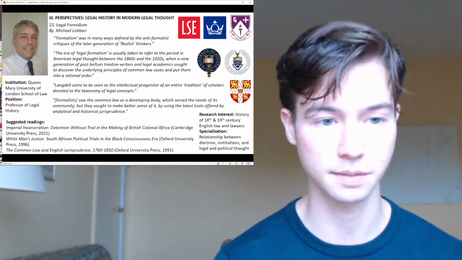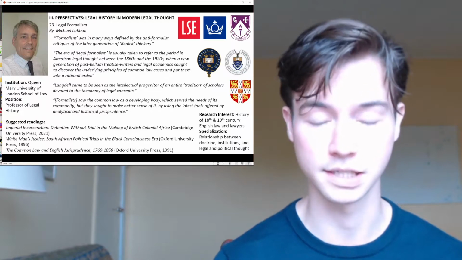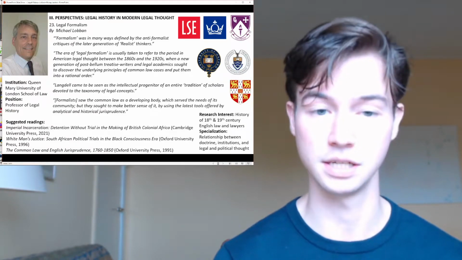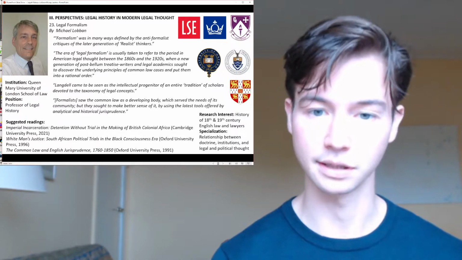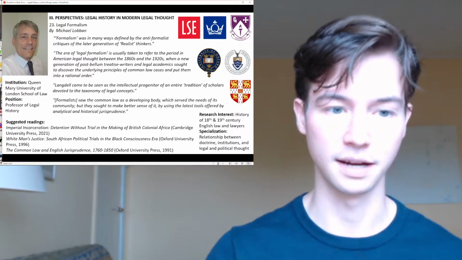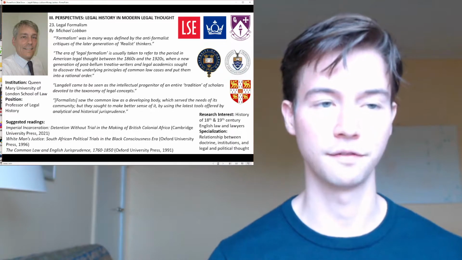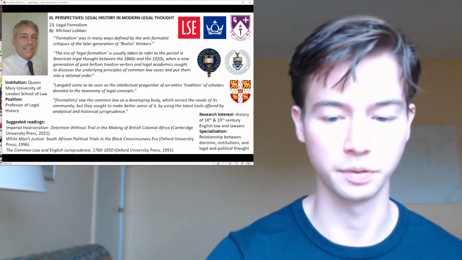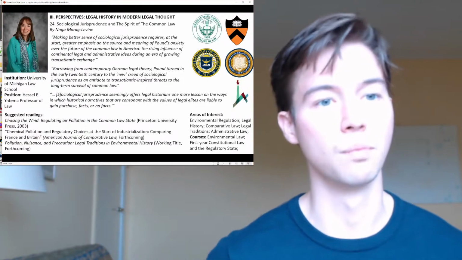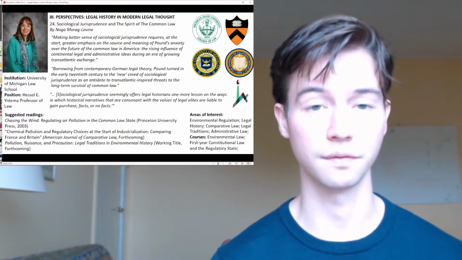taxonomy of legal concepts. Next quote, formalists saw the common law as a developing body which served the needs of its community, but they sought to make better sense of it by using the latest tools offered by analytical and historical jurisprudence. So, a very fascinating chapter, and it actually, I think, goes very well with the next chapter we'll be discussing by Noga Morag-Levine, titled Sociological Jurisprudence and the Spirit of Common Law.